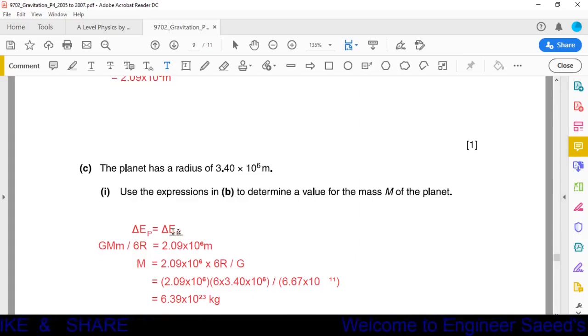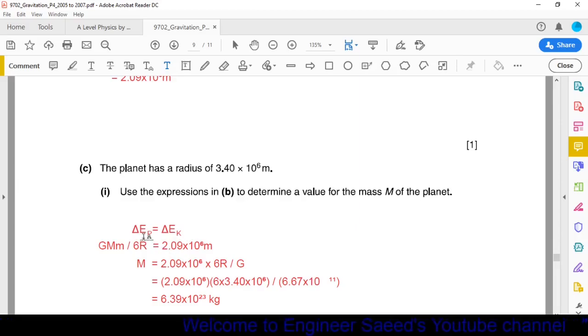Here the rocket is moving, so we can say it has kinetic energy, and its height, or its distance from the surface of the planet, is changing, so we can say it also has potential energy. So the change in kinetic energy will be equal to the change in potential energy.